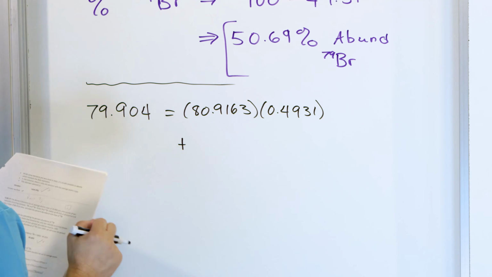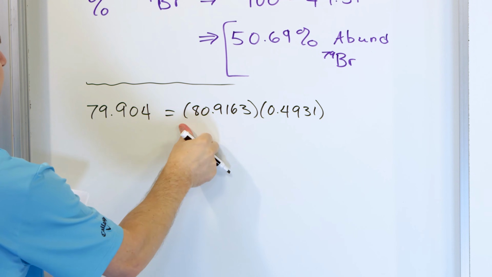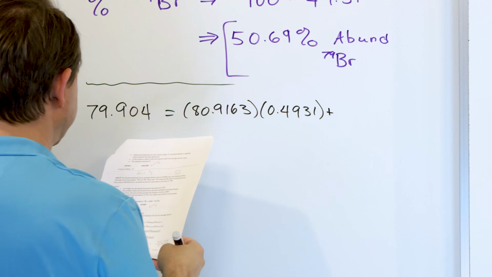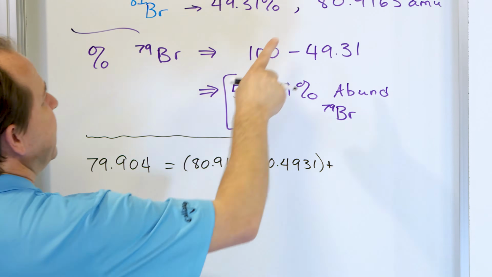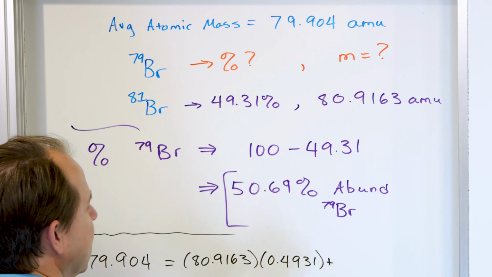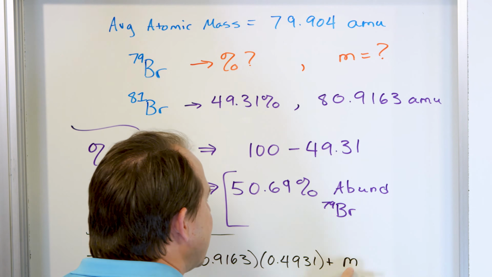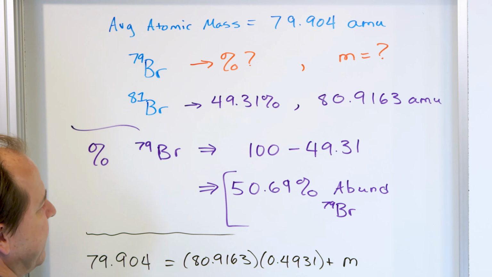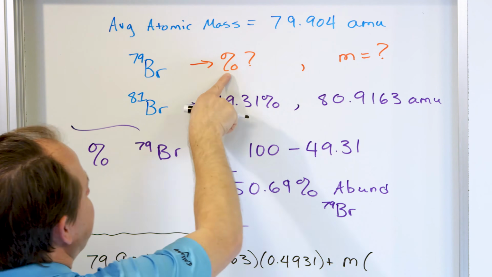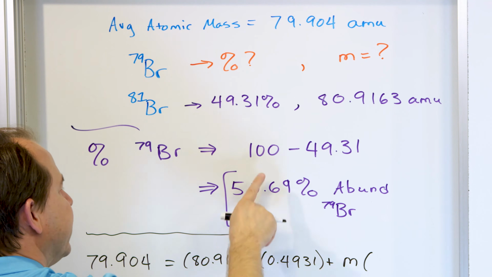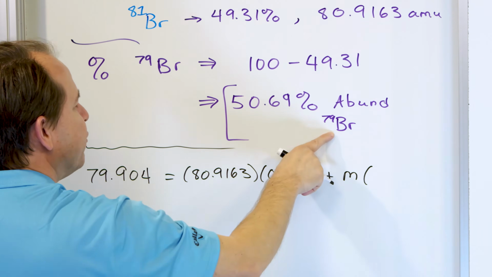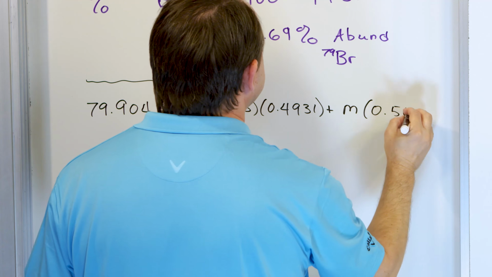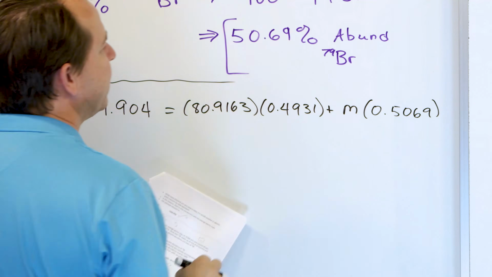Let me see if I can squeeze it in over here. We have to add to that the fractional abundance, or the mass, of what we're trying to solve for. So I'm just going to call it mass. What I'm trying to figure out is the mass of this isotope, bromine 79, multiplied by its percent abundance. And look at this, we calculated the percent abundance of bromine 79 in the beginning. So we write it down as 0.5069, because we have to convert everything to decimal.